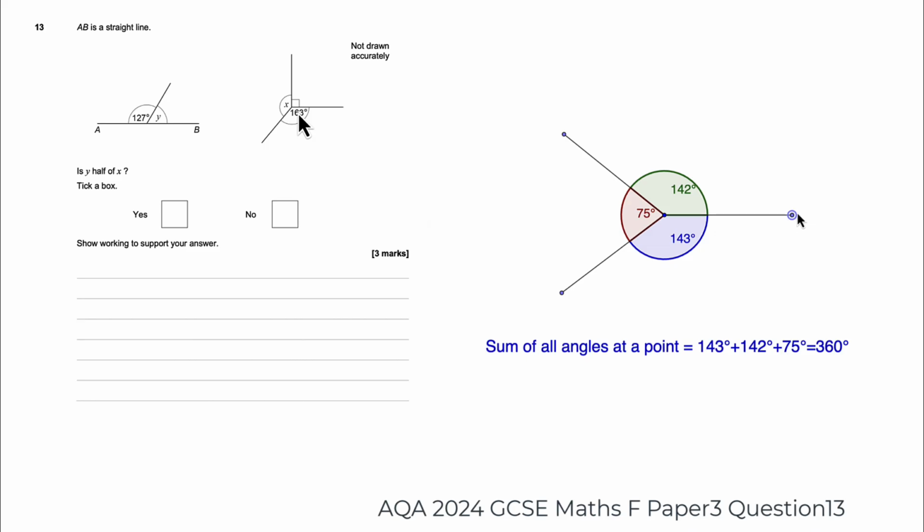Now in this example we've got a 90 degree angle and we've got 163. We should have 107 for the third angle according to this diagram, but we'll have a look and see how we can calculate that in a minute.